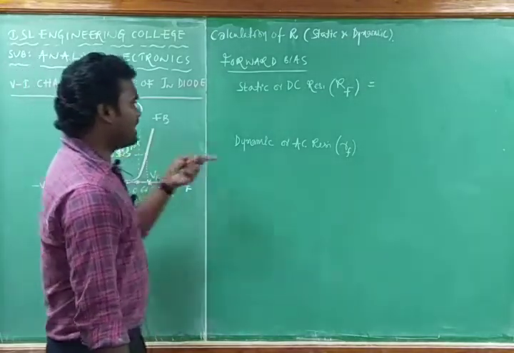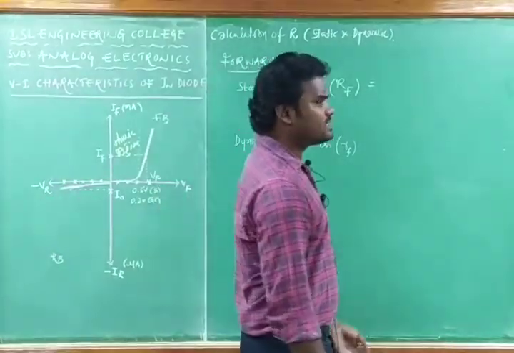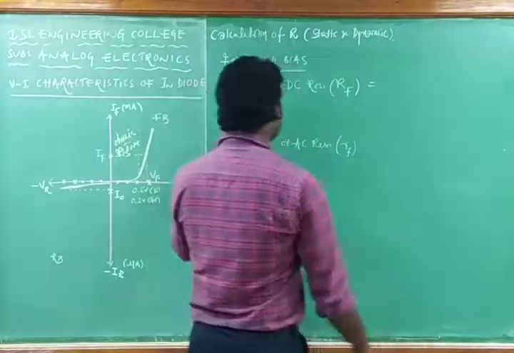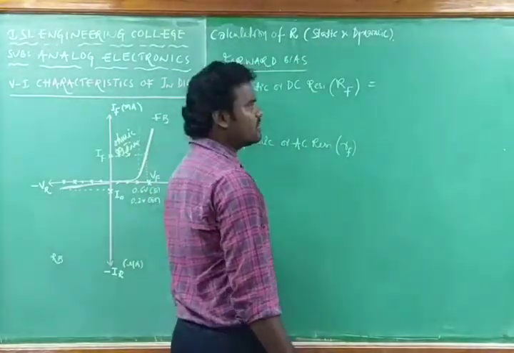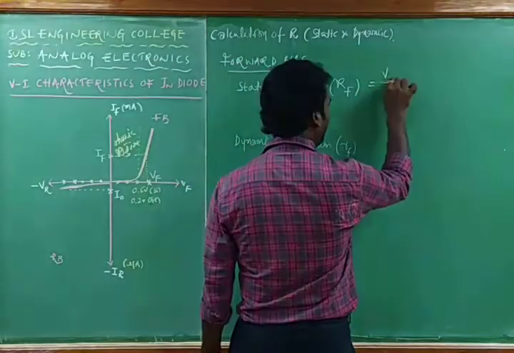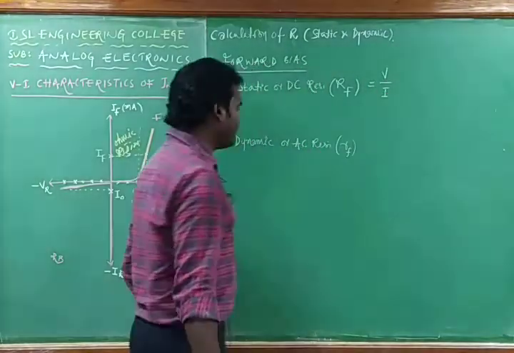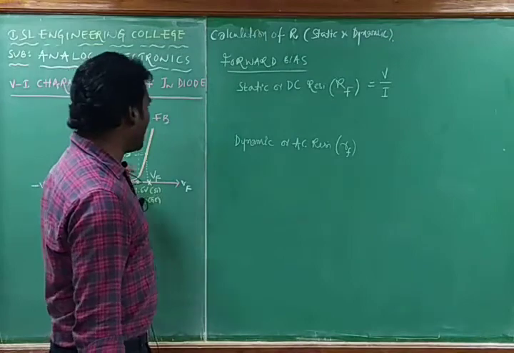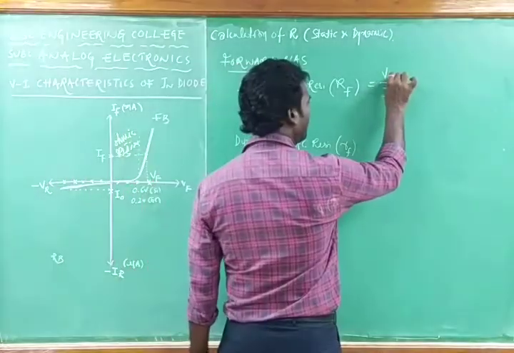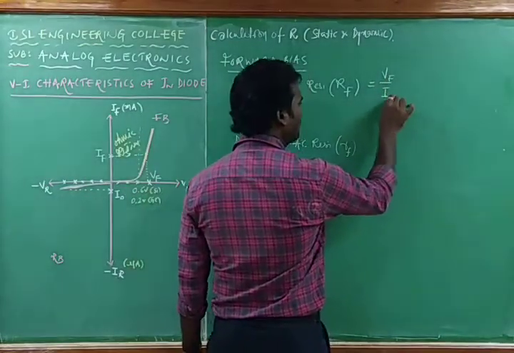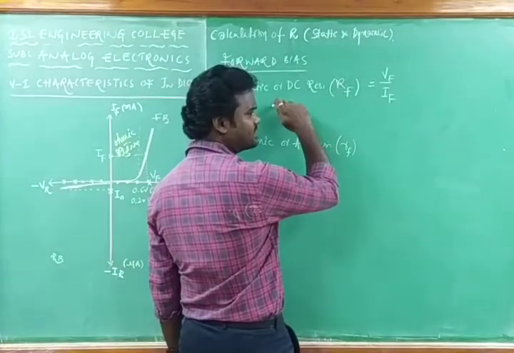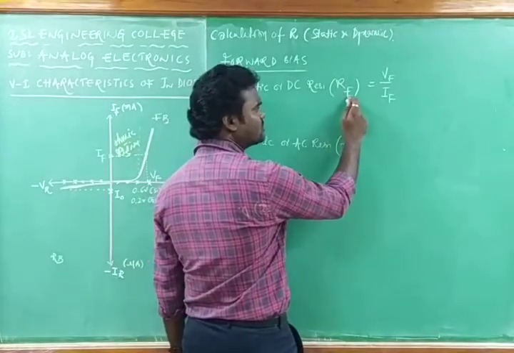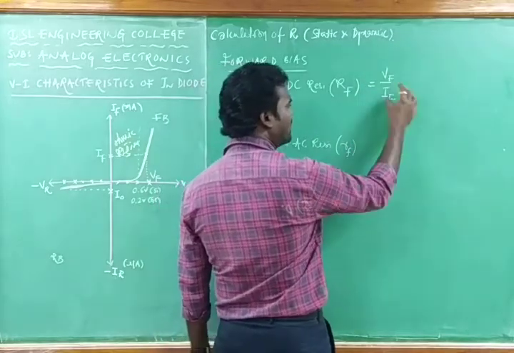So the static resistance is a fixed resistance, which is the ratio between voltage and current. R is equal to V by I. The V we defined is Vf and the I we defined is If, so it is Vf by If, because it is RF. It is a static resistance in forward bias, so we must take the forward bias voltage and the forward bias current.